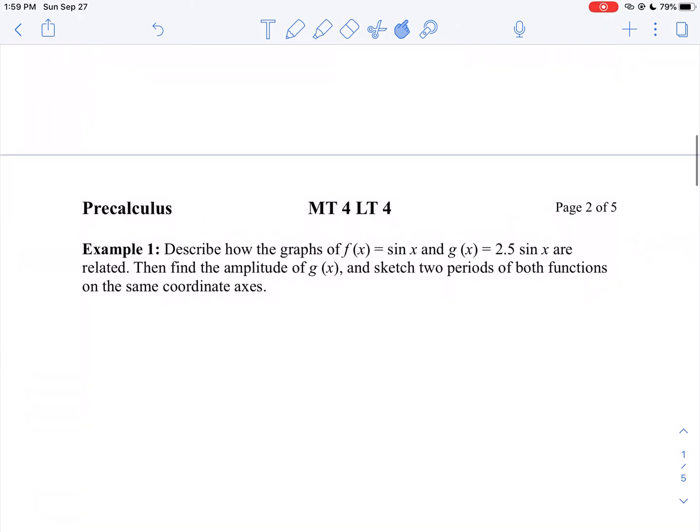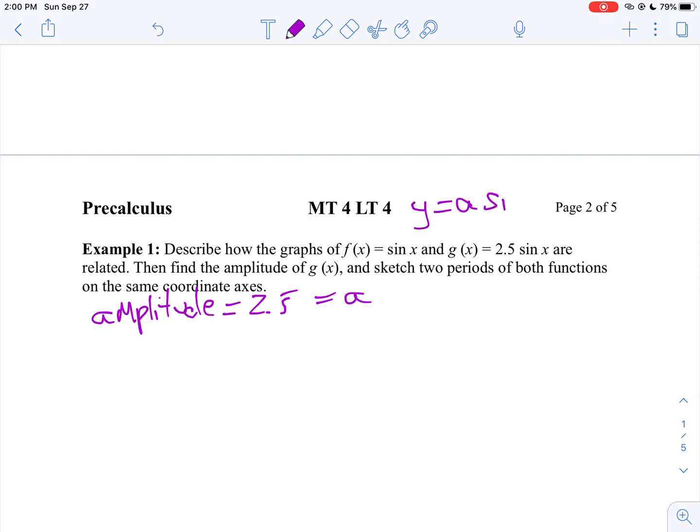So when you have a function and you multiply it by something, the only thing you change is the amplitude. So in example 1, your amplitude is 2.5. That's a in our formula. Let me write that down here: y equals a sine of bx plus c, plus d.